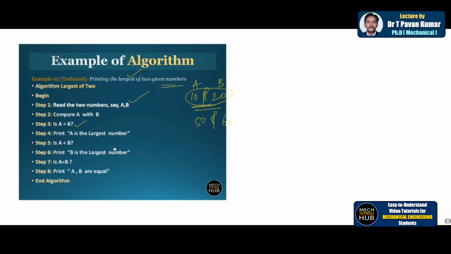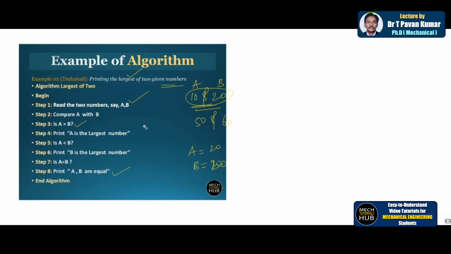A is the largest number. Is A less than B? For example, A is equal to 20, B is equal to 10. If that is the case, I'm just reversing these two numbers. Print B is the largest number. In the same way, is A equal to B? Print A comma B are equal. If both are the same, 20 and 20, then this will execute.